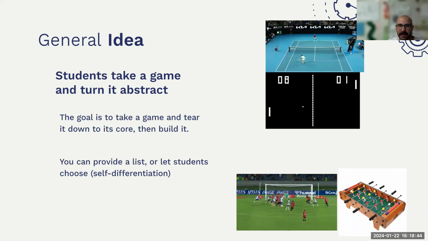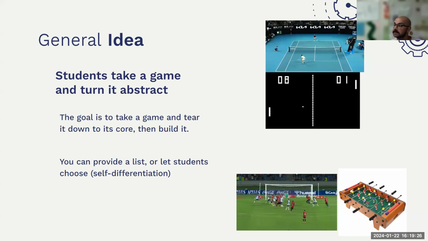So the goal is to take any game, tear it down to its core, and then build the game that you want. The students get to pick whichever game they want to do. It could be a video game, it could be a sport, it could be something very, very simple. It can be any kind of game. If you think anything is too broad, you can provide a list of sports that would work really well. But they're going to self-differentiate based on what they pick.